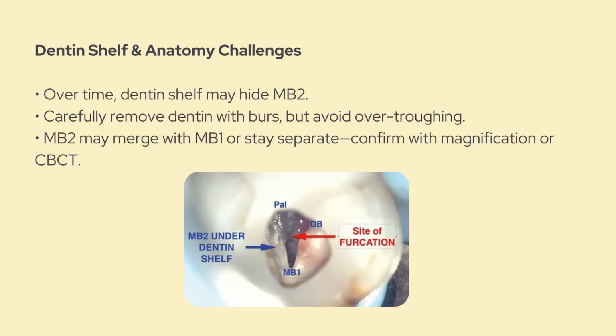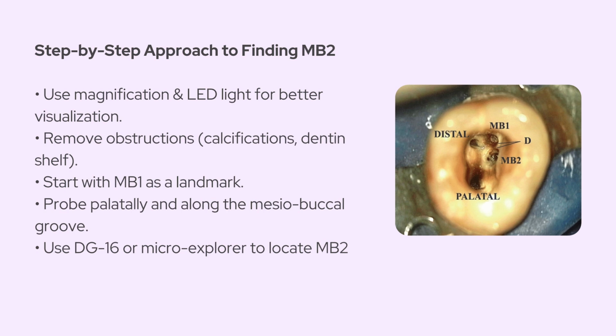The configuration of MB2 can also vary. Sometimes MB1 and MB2 remain separate all the way to the apex, but in other cases they converge before reaching the apex, forming an ovoid or figure 8 shaped orifice. That's why it's so important to confirm the final canal morphology using magnification and, if needed, CBCT before you complete the treatment. So let's walk through a typical clinical approach to finding and treating MB2.